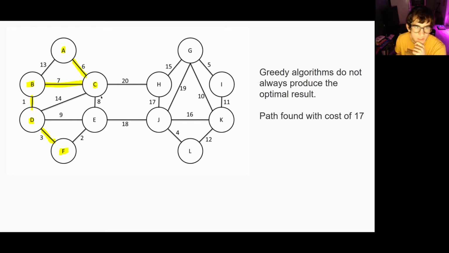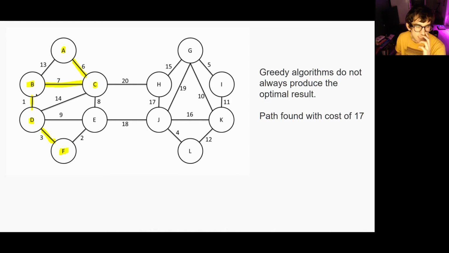So although it will always produce a correct output to the problem, this isn't optimal because the path A to F through E actually has a lower cost. So let's see here. It's 6 plus 8, which is 14, plus 2, which is 16. So we can see there actually is a shorter path. So greedy algorithms will not always find the most optimal path, but they will find a correct answer.